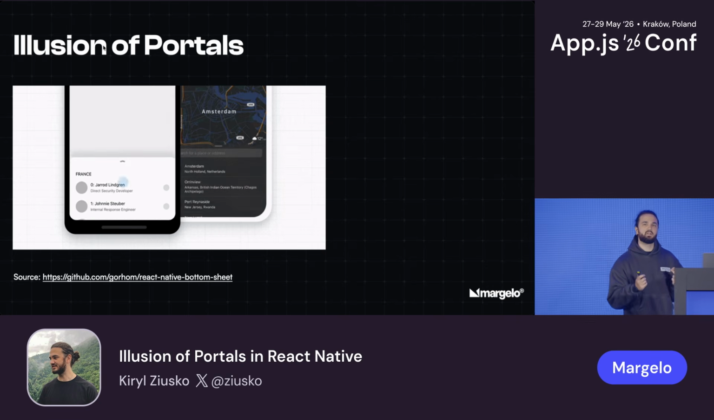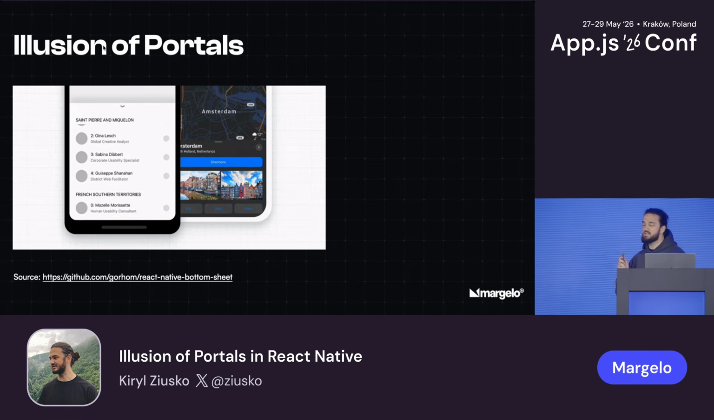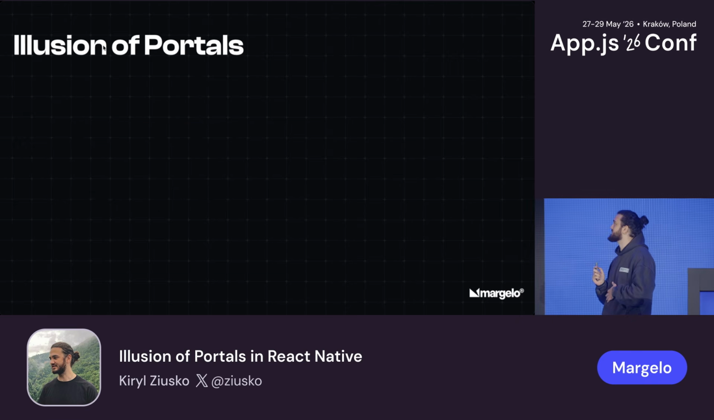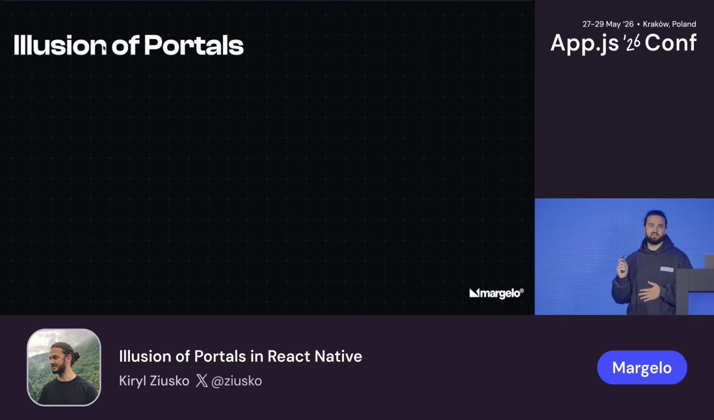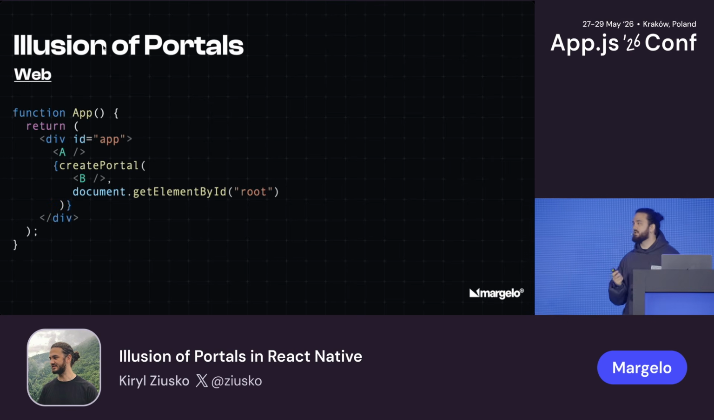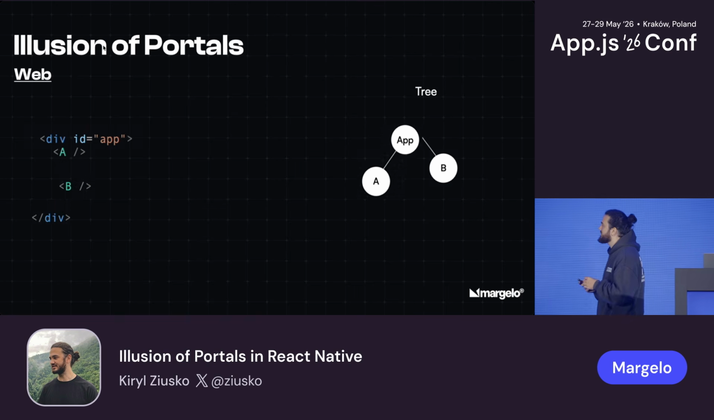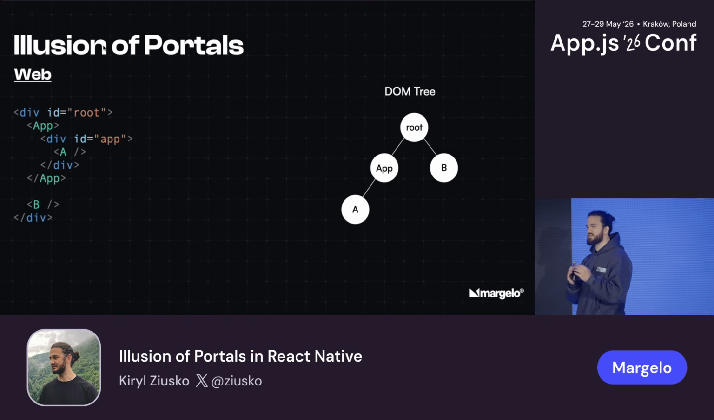But at the same time, it's important to understand that this approach is fundamentally different from how portals work on web. Let's take a look at a simple example. We have a component that renders two children, A and B, but B is rendered through a portal. Now, if we inspect it in React DevTools, we will see a logical React tree, the one on the right side. The app is a parent and it has two children, A and B. Even though B is rendered somewhere else in the actual UI through a portal, it still appears as a direct child of the app component.